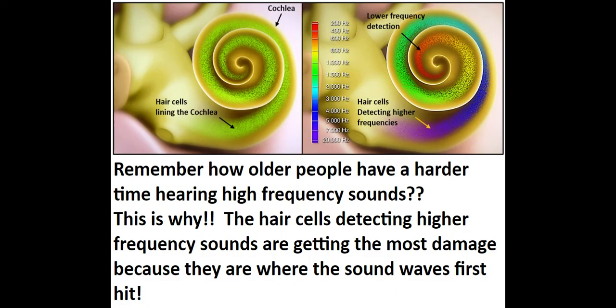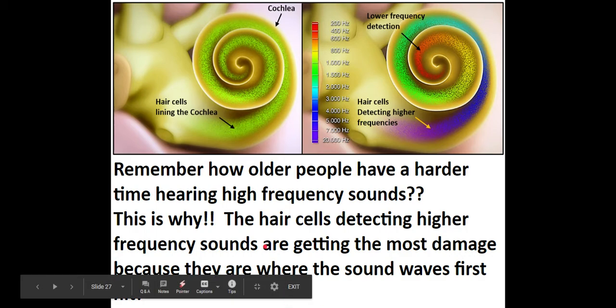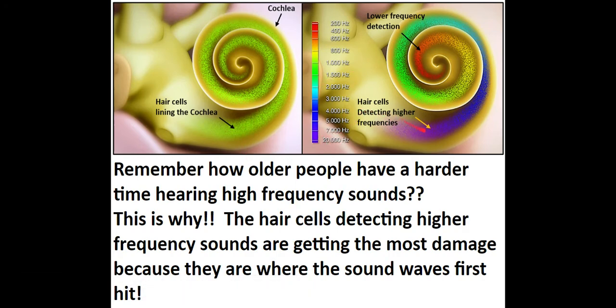Remember how older people have a harder time hearing high frequency sounds? Well, this is why. The hair cells detecting higher frequency sounds are getting the most damage because they are where the sound waves hit first. These cells detect higher frequencies, and these detect lower frequencies. They get hit first by the sound wave, so they get worn out faster.